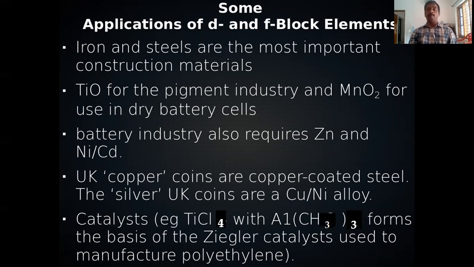UK copper coins are copper coated steel. The silver UK coins are a copper nickel alloy. In the name copper coins there is copper, but actually it is copper coated steel. But in silver UK coins, that is an alloy, a copper nickel alloy, there is no silver. Catalyst, an example, Ziegler-Natta catalyst: TiCl4 with Al(CH3)3. That is the Ziegler-Natta catalyst used in the manufacture of polyethylene. Only a few examples that you have to remember. If some applications are asked, you can write them.